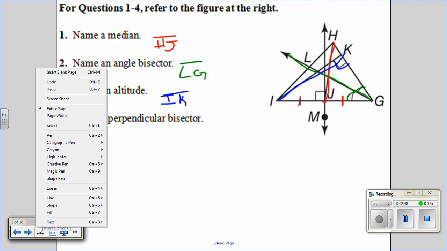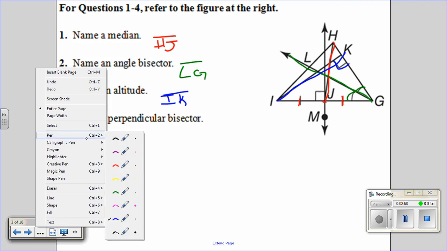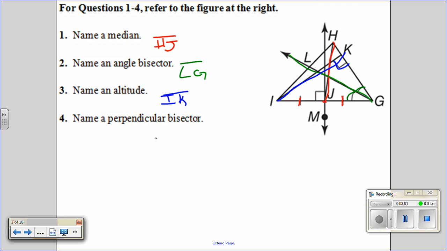And lastly, a perpendicular bisector doesn't have to start at a corner, but it does have to pass through the midpoint and be perpendicular to the other side. So we already established that J is our midpoint, and to form a right angle, we need to come straight down through J, so that means we're going to go MJ as our bisector, or JM.